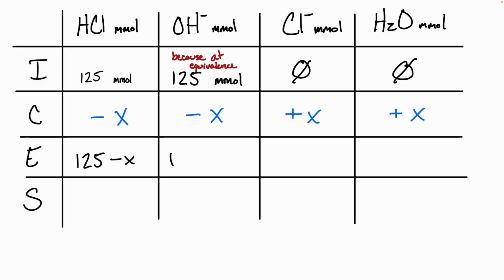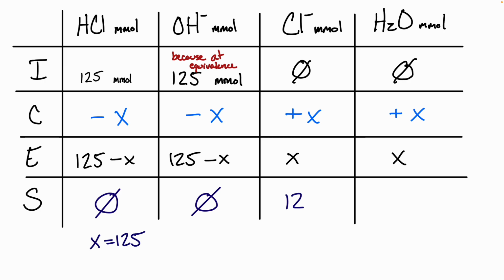I'm going to prove a point. 125 minus x. Well, neither of these are limiting, or rather, I guess they both are in the sense that they're both going to be consumed all the way, meaning my value of x is 125. So at this point in my titration, I have 0 strong acid left over, 0 strong base left over. All I've made is a solution of chloride and water.